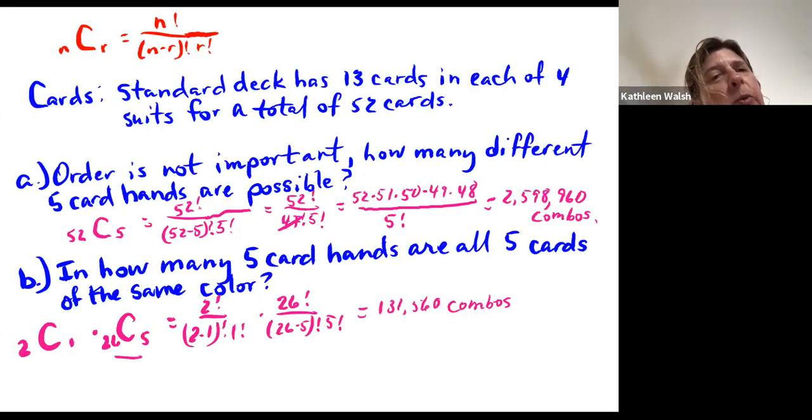The big nugget that I want you to take away today is, when you're trying to distinguish between combination problems and permutation problems, when it says order is not important, we know that's a combination problem.